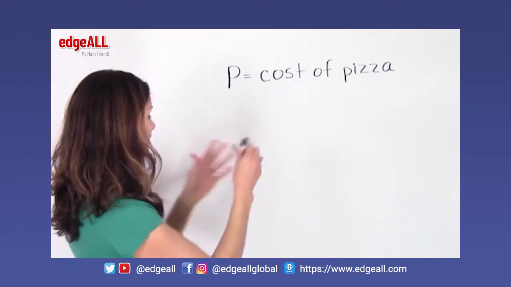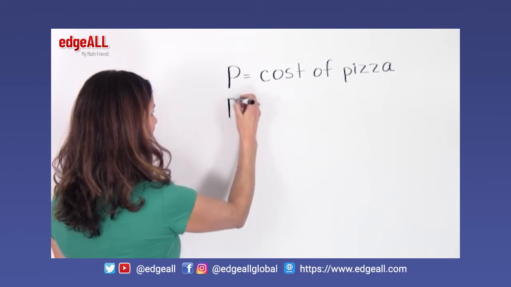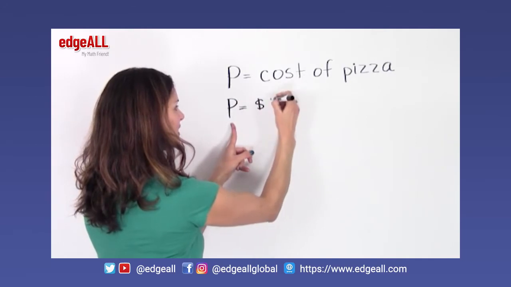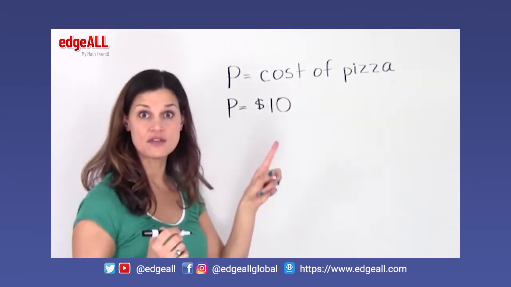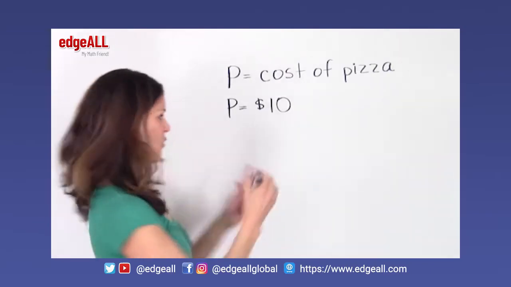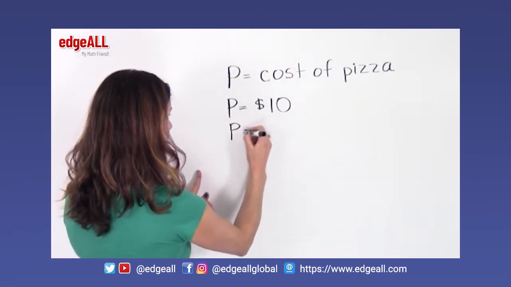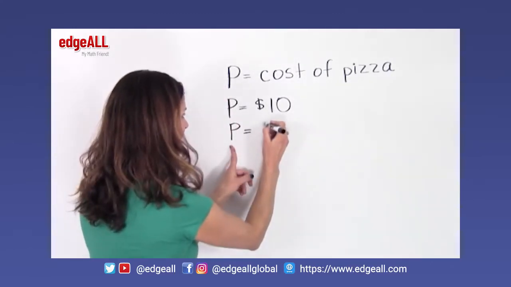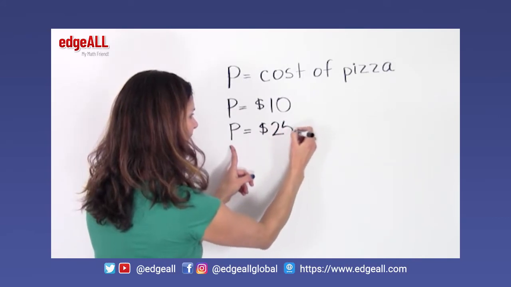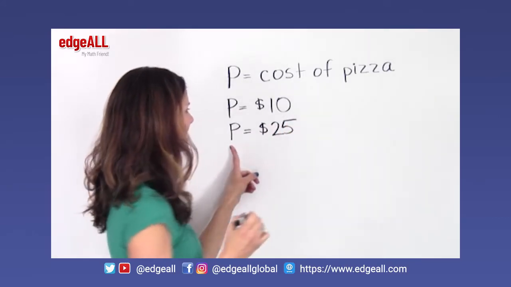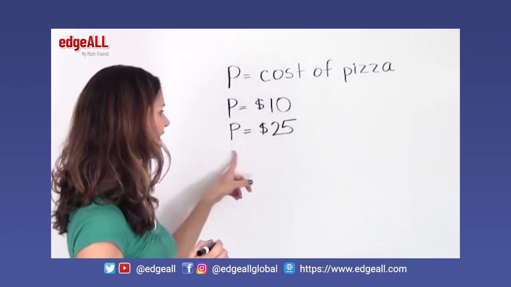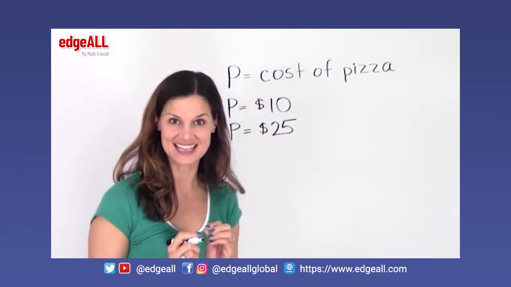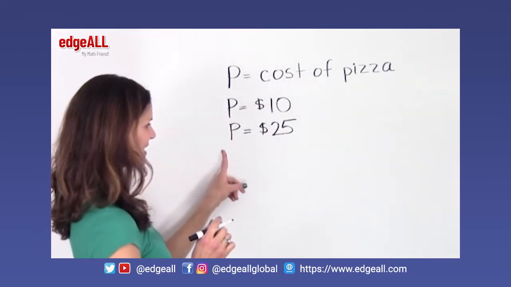So if the real cost of the pizza happens to be $10, for example, then our P would equal $10. If this pizza is a large pizza and a more fancy pizza and it costs $25 for this big pizza, then our P would equal $25. And once again, it's very important to understand that whatever the cost of the pizza is, it can be represented by the letter P.